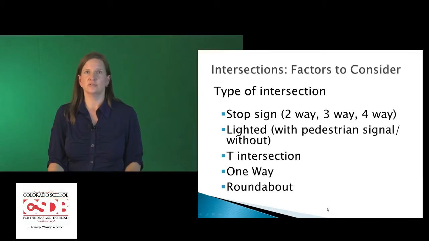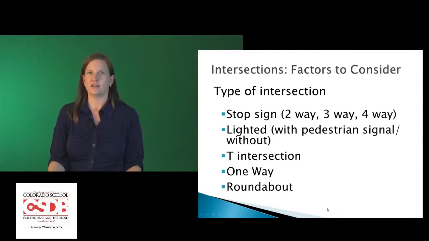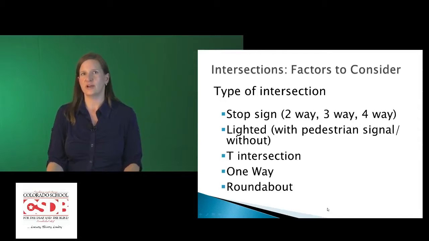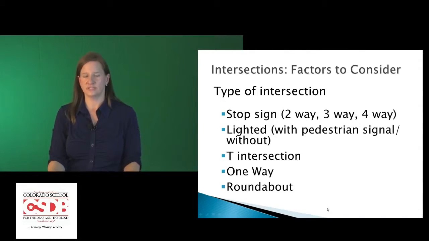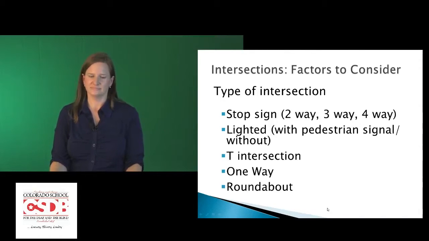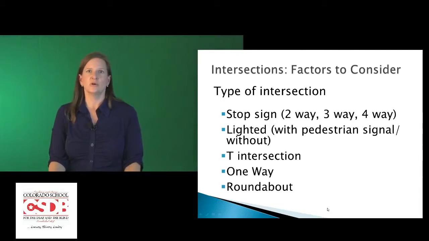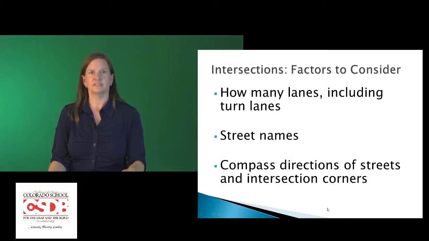T intersections don't automatically have a stop sign, and it's important for the student to know whether it is a stop sign or a yield sign, and that they understand what the difference is between those. And with roundabouts, have the student understand how many exits and entry points there are to the roundabout. And again, you can use compass directions and clock face directions to assist with that. So whether traveling to a new area or to intersections, you want to describe the environment.